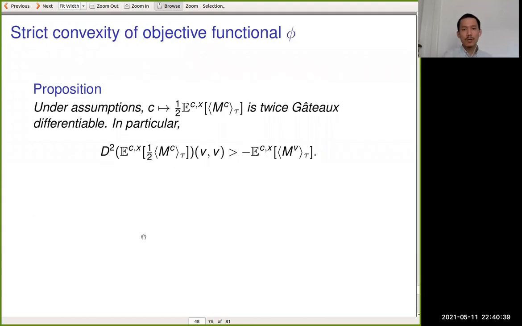Okay. So now we can also look further. We can go further to the objective functional, but to do that, we need to look at the cost of control part.